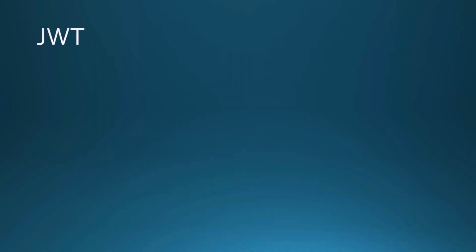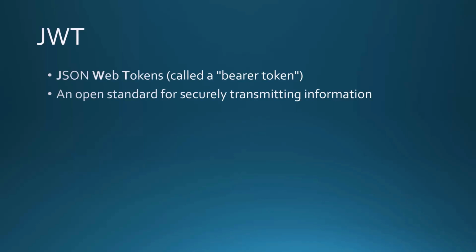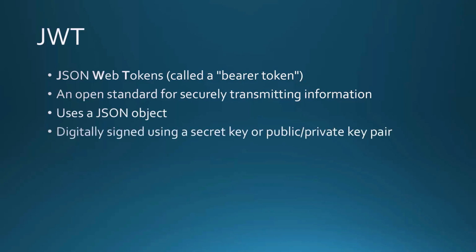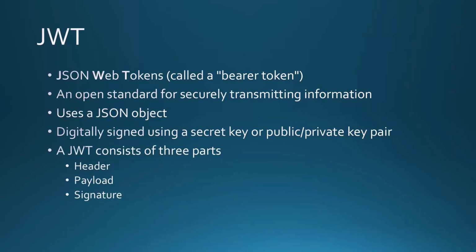To start out, let's talk about JSON Web Tokens. These are also called a bearer token. It's an open standard for securely transmitting information. It uses a JSON object that's been digitally signed using a secret key or a public-private key pair. So either way works. Now, a JWT consists of three parts: a header, a payload, and a signature. And you can even decode your token here at JWT.io, and I'll show you that.